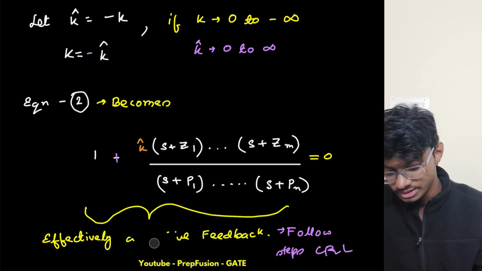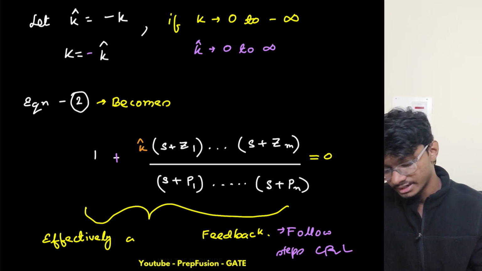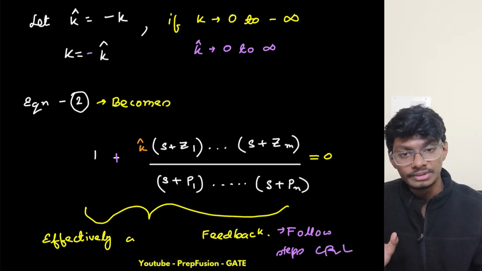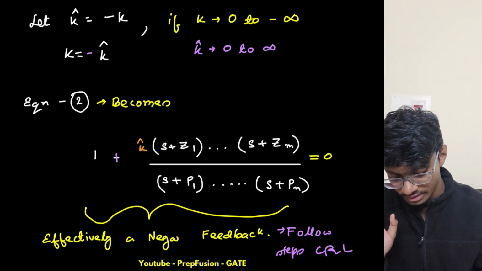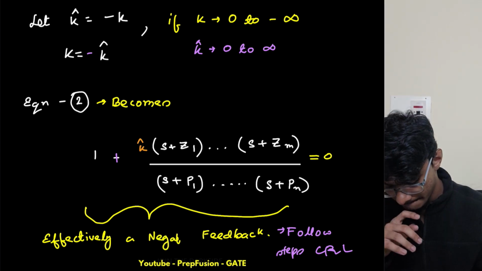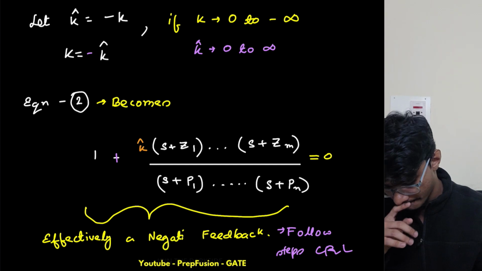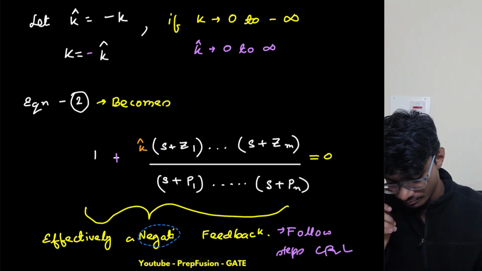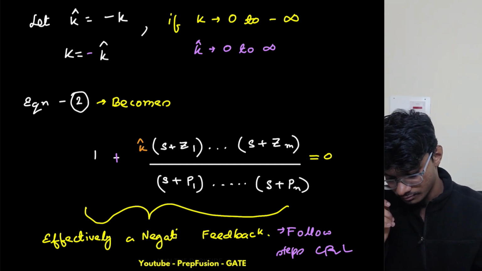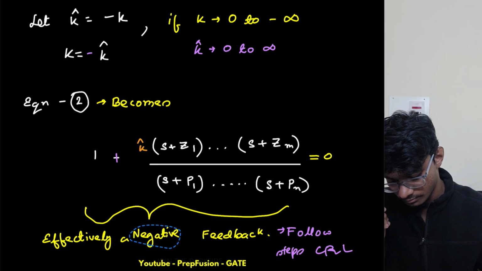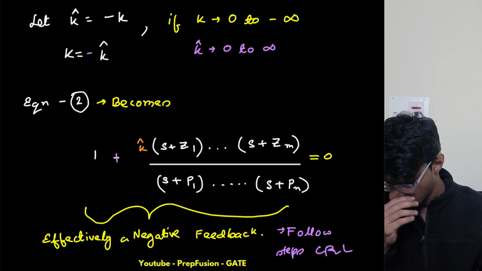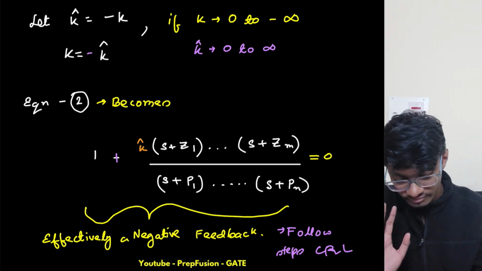1 plus. So effectively it is a negative, but in real implementation this is a positive feedback, but effectively we can think of it like a negative feedback.